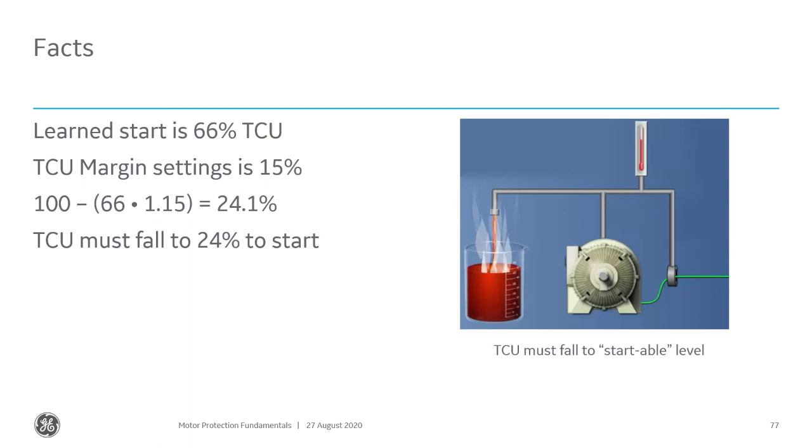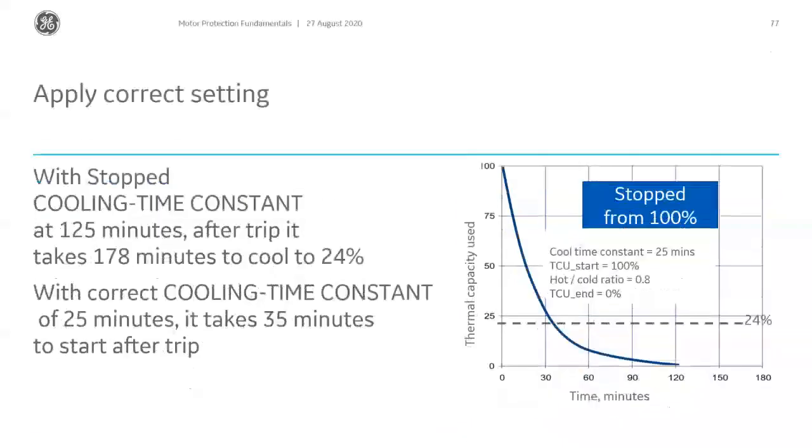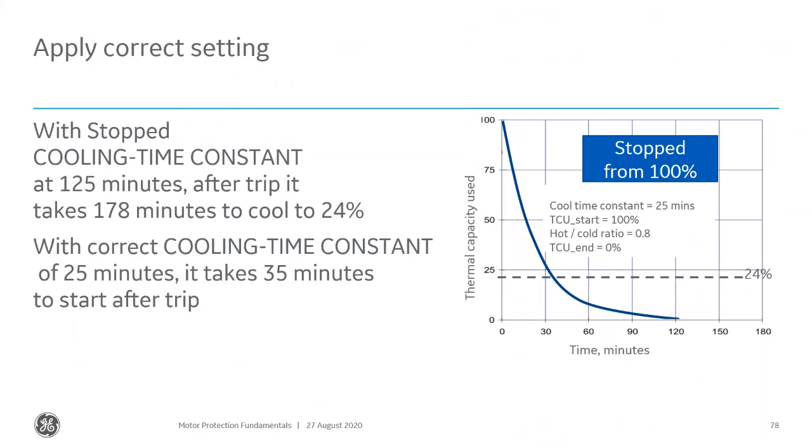So the learned start is 66%. The thermal capacity used margin is 15%. So you've got 100 minus 66 times the 1.15. You've got 24% that the thermal capacity used has to drop to be able to start. But with the cooling time constant set at 125, it takes 178 minutes to cool down to 24%. If they use the correct cooling time constant of 25 minutes, it takes only 35 minutes to start after a trip. So it's a substantial difference.